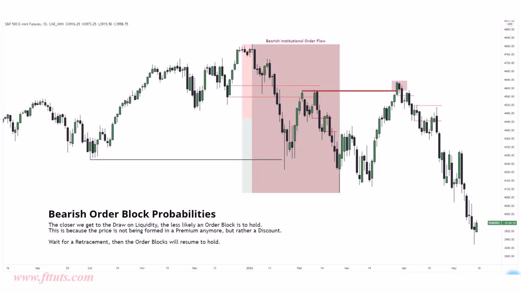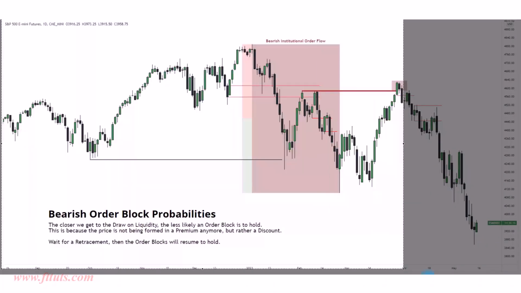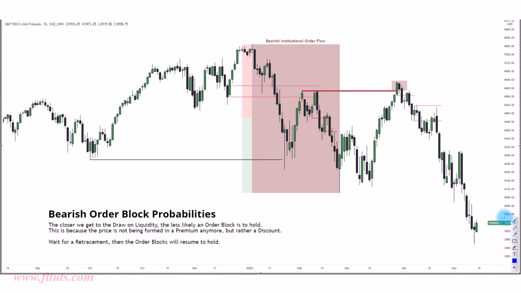So now let's talk about the bearish order block probabilities. The more we trade into discounted prices, the less likely bearish order blocks are going to hold, right? Because discounted conditions don't blend well with resistance levels. Resistance levels blend well with premium prices. It's because discount is basically oversold and this is overbought. So just think of this like an indicator.